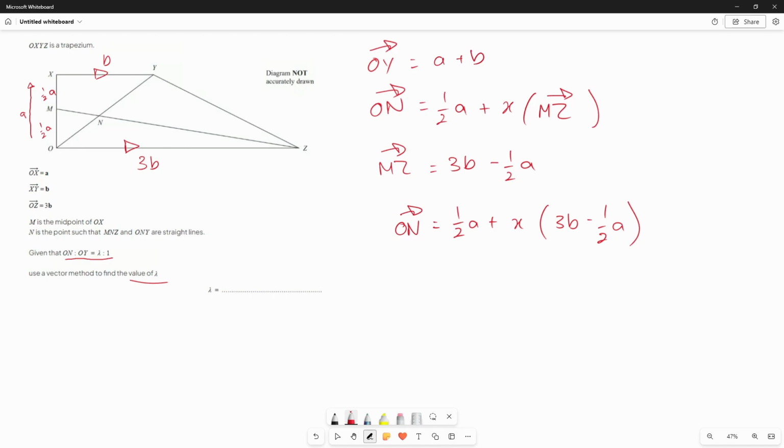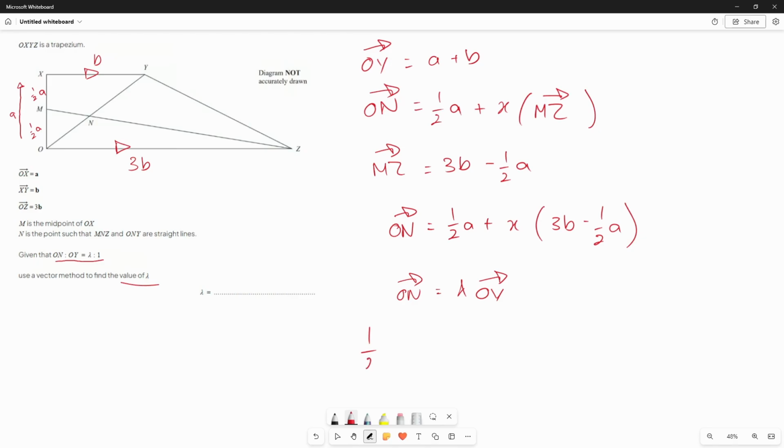It tells us here that the ratio of ON to OY is the same as lambda to 1. So this means that the vector ON is the same as lambda lots of the vector OY. So that will be half A plus 3BX minus half AX equals lambda A plus lambda B.